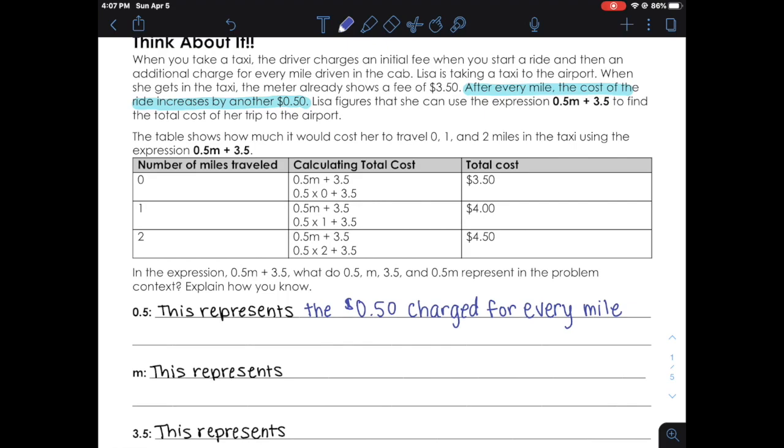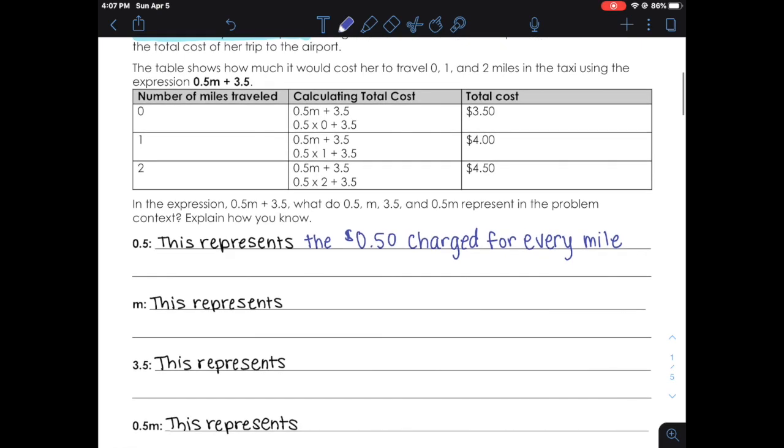M. Well, what do you think M stands for? M is going to represent the number of miles that Lisa rode in the taxi. So this represents the number of miles Lisa rode the taxi.